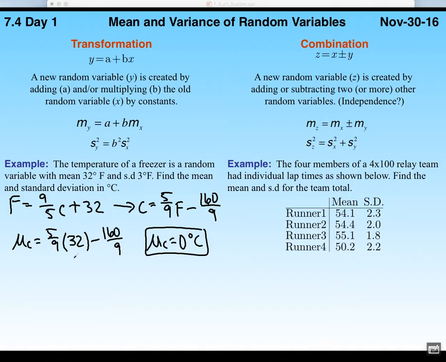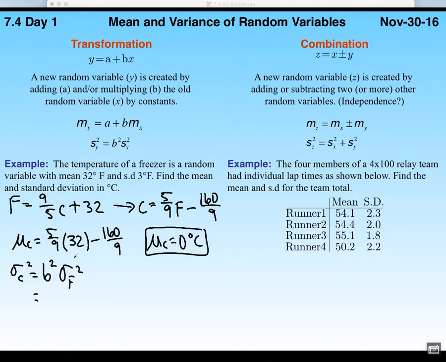Okay, now we have to find the variance. It asks us for standard deviation, but we use the variance formula instead. So it's b squared times the variance in Fahrenheit. b is the constant that you multiply by. So this 160 over 9 doesn't affect the variance, doesn't affect the spread.